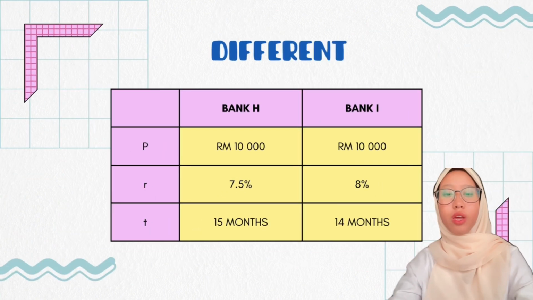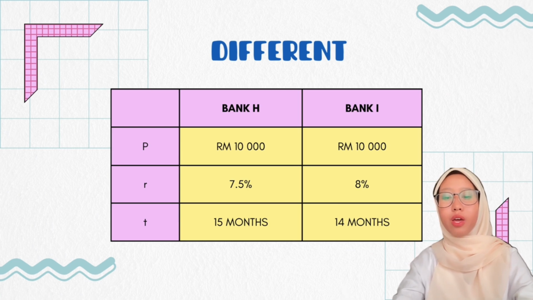This is the difference between Bank H and Bank I. The rate of simple interest for Bank H is 7.5% and for Bank I is 8%. For the loan, Bank H is 15 months and Bank I is 14 months.